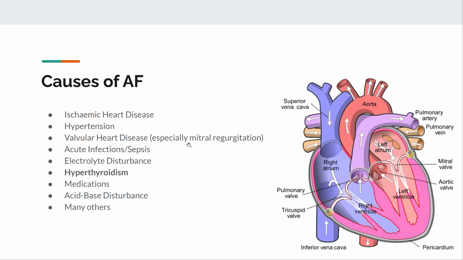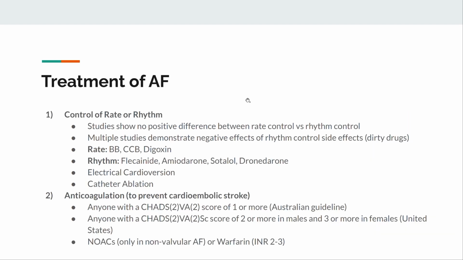So what causes AF? The reason that you should care about it is because it means that there's typically an underlying cardiovascular disease going on or a systemic condition. Ischemic heart disease is the most common cause, but also high blood pressure, valve disease, sepsis and acute infections, electrolyte issues, hyperthyroidism, medications, acid-base disorders, and many, many other things. It's basically just what happens when the body's stressed, is that the electrical conduction in the atrium becomes a bit upset.